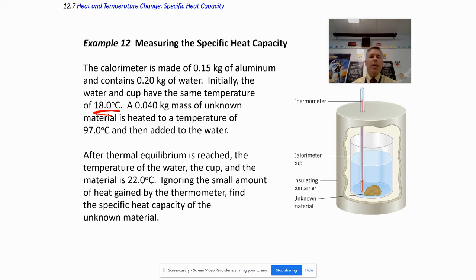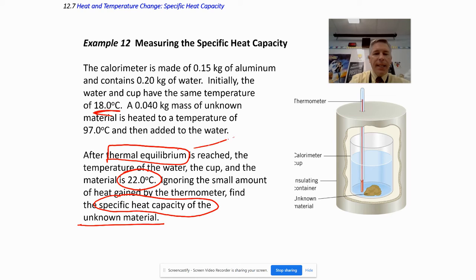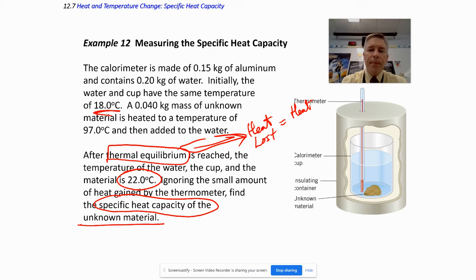We seal everything up. Eventually everything's going to come to thermal equilibrium. And when this does, the water, the cup, and the material are all at 22 degrees Celsius. So we know the temperatures before, and we know the temperatures after. What we're going to try to figure out is the specific heat capacity of this unknown material. One of the main ideas of thermal equilibrium is that the heat lost is going to equal the heat gained.